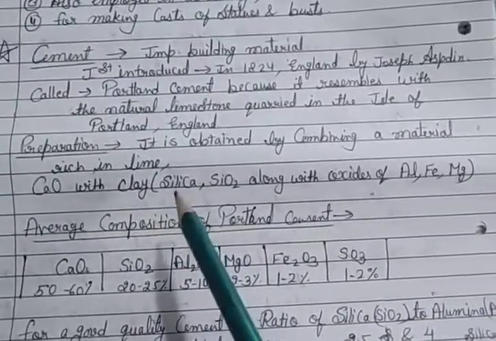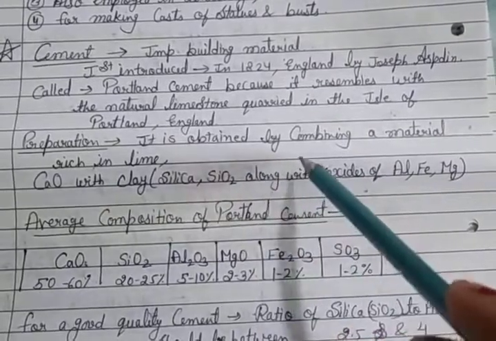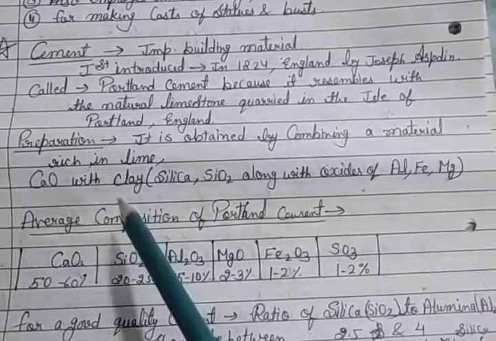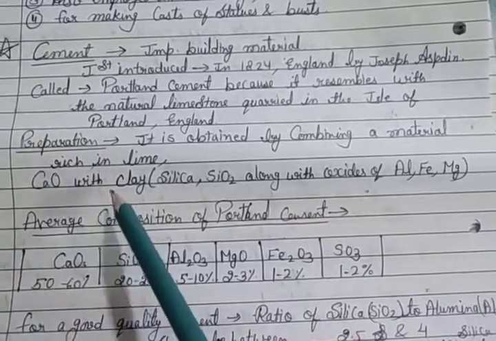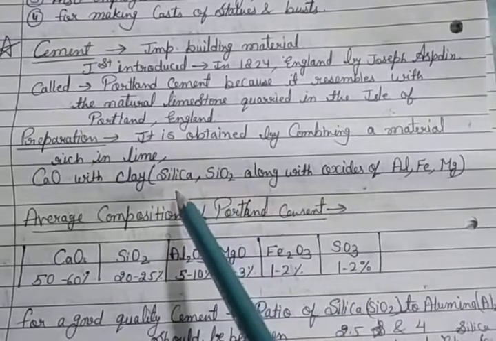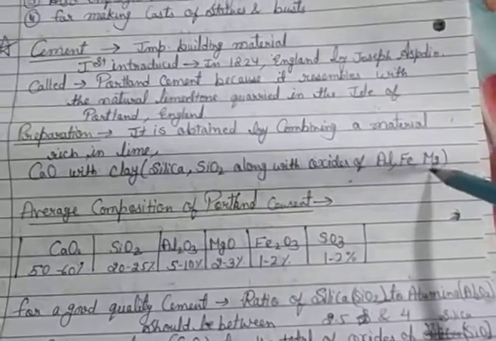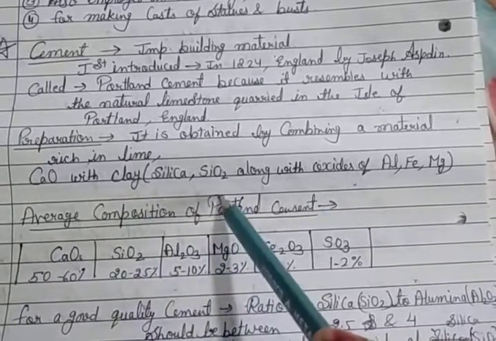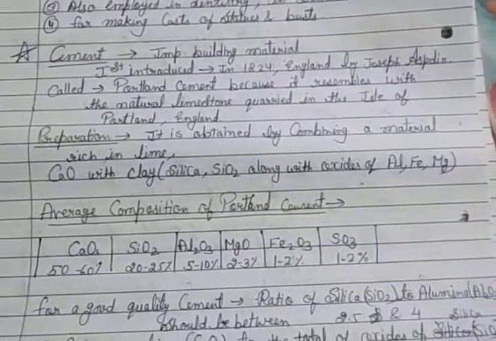Preparation: it is obtained by combining a material rich in lime, that is calcium oxide, quicklime, with clay. The clay contains silica, SiO2, along with oxides of aluminium, iron and magnesium. So calcium oxide is combined with clay and it is prepared.